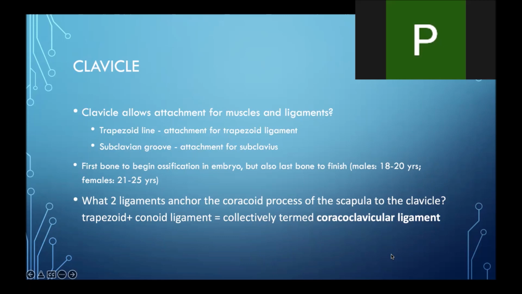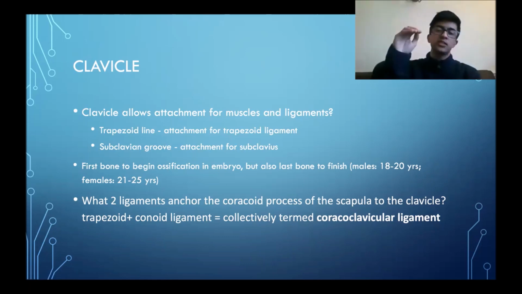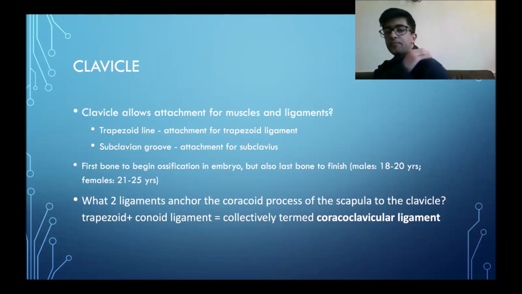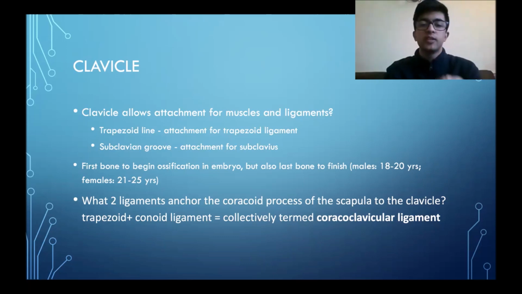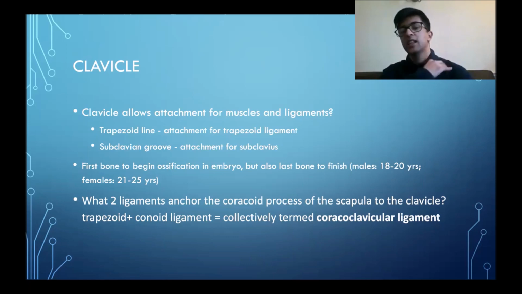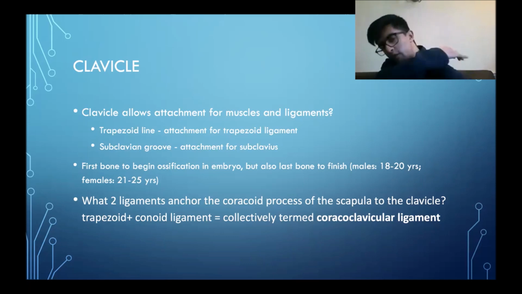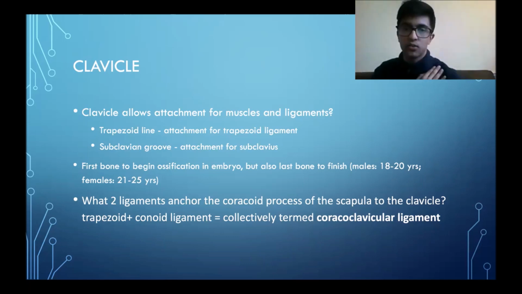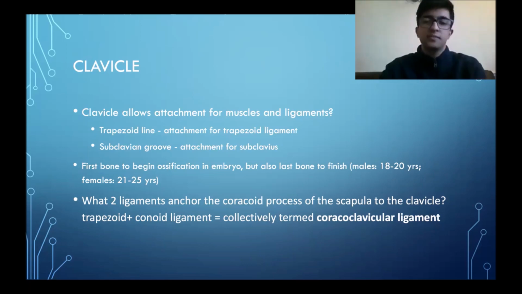You have the coracoid process of the scapula, and coracoid is claw-like. So when you search it up in the images, you'll see that coracoid is like this at the back on the scapula, right? And anchoring the coracoid process are two ligaments, which are the trapezoid ligament, which we talked about, goes on the trapezoid line of the clavicle, and then we have the conoid ligament, and together they're called the coracoclavicular ligament, which makes sense because you have the coracoid process and the clavicle. So if you think about it, coracoid process of the scapula to the clavicle is that connection, right?